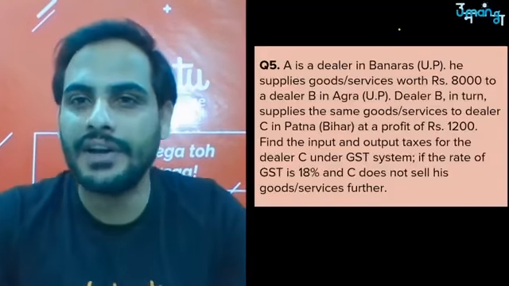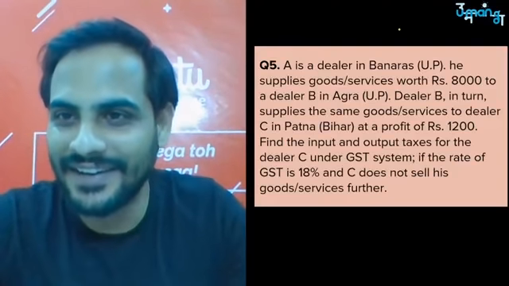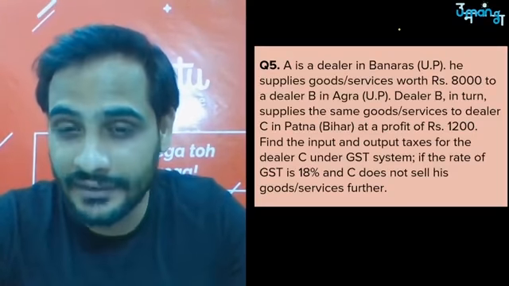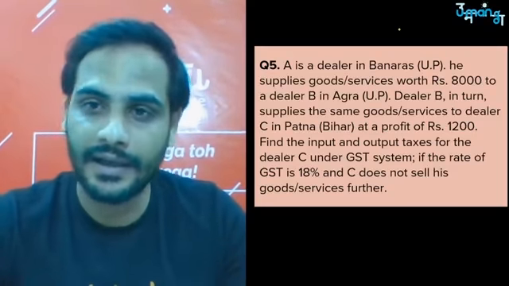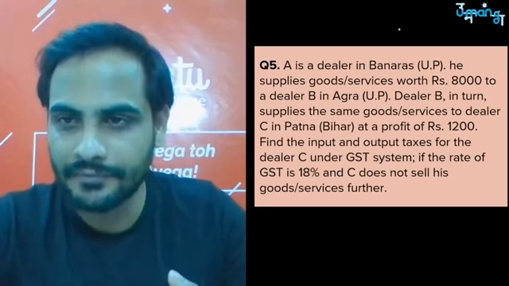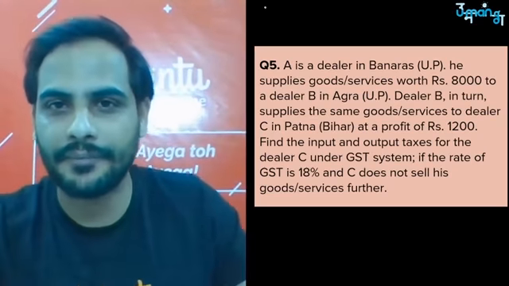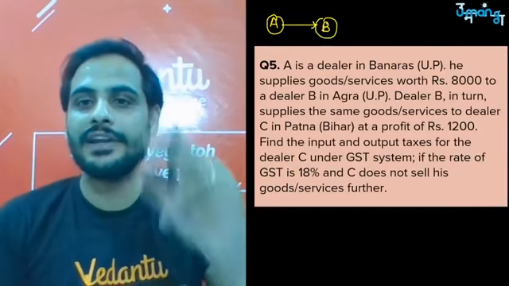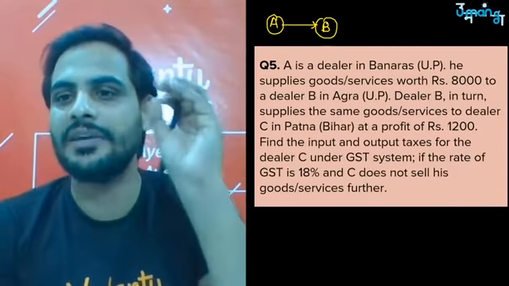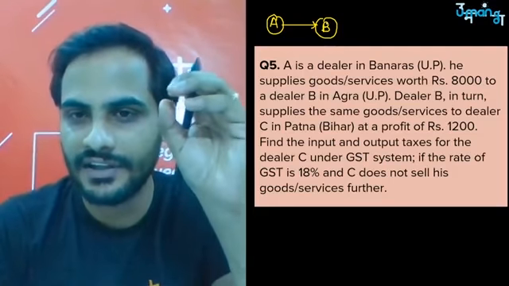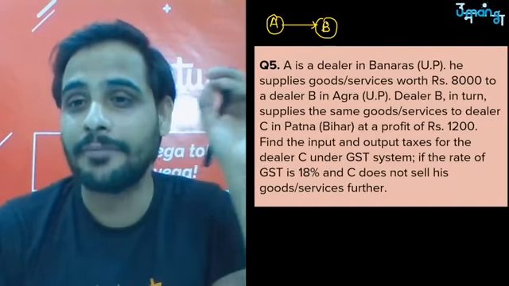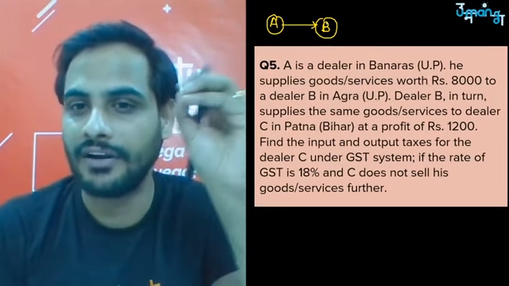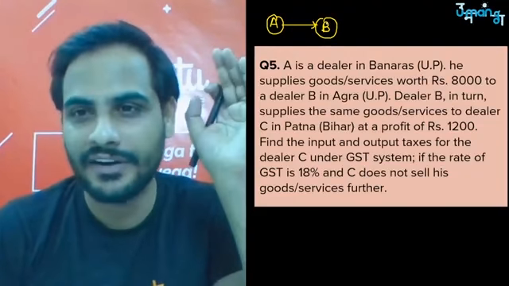Next question is this. A is a dealer in Banaras, which is UP, and he supplies goods and services worth rupees 8,000 to a dealer B in Agra, which is again in UP. So first transaction is from A to B. Now dealer B in turn supplies the same goods and services to dealer C in Patna, Bihar at a profit of rupees 1,200. So B is adding rupees 1,200 as the profit.